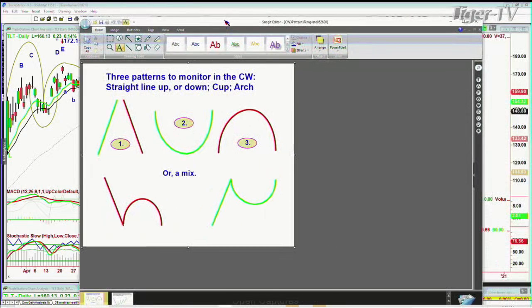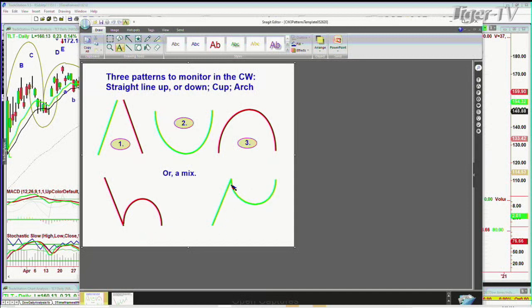In my technique, there are only three patterns. One is a straight line up or straight line down. The other is the cup, and the other is the arch. You can mix them up, straight line down, and then an arch. If it takes out the left side low, the reason why I made it red, you can keep going down. We're going to maybe see that early this morning when the market opens, if the Dow does go negative.